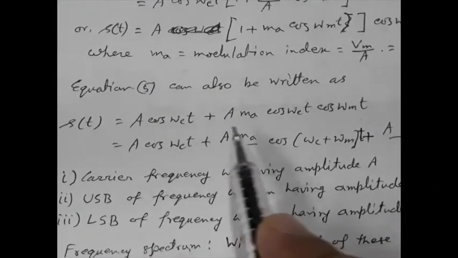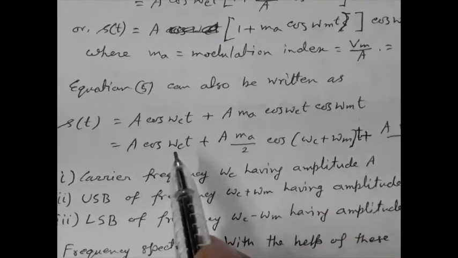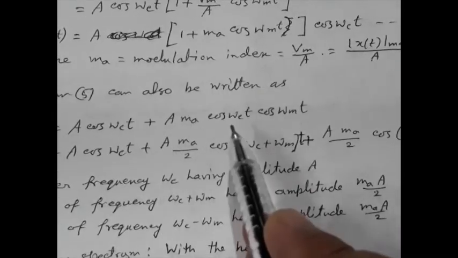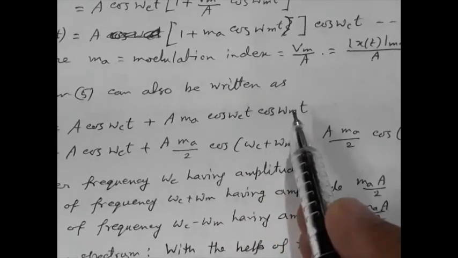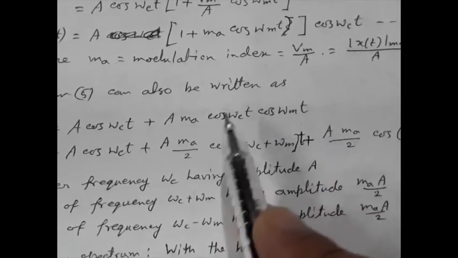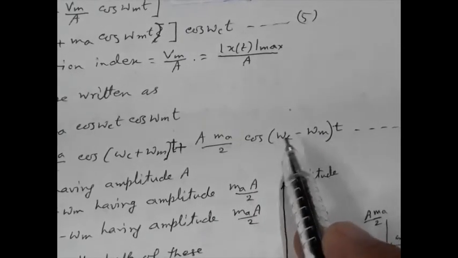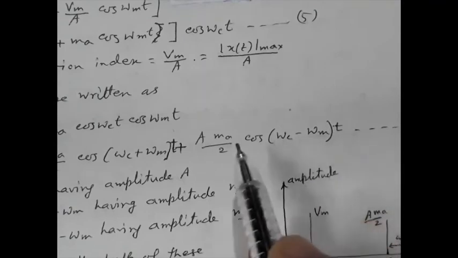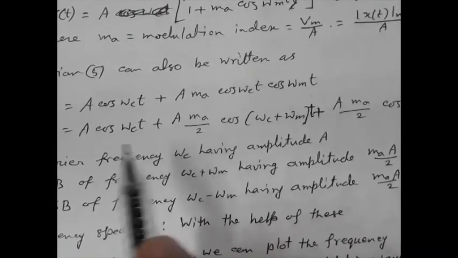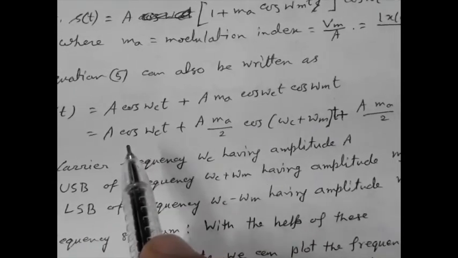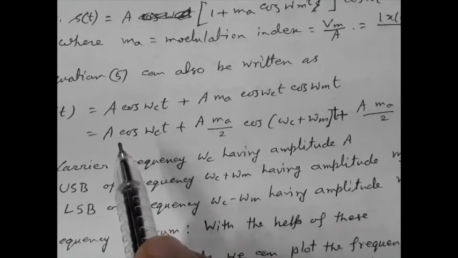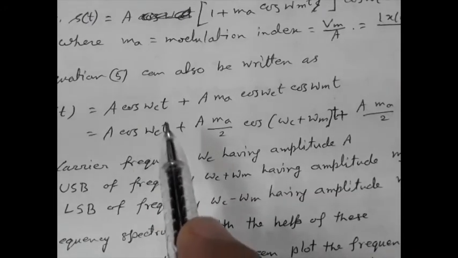So this expression can be rewritten in this way: A cos omega ct plus A ma cos omega ct multiplied by cos omega mt. So using that trigonometric formula, A ma by 2 cos (omega c plus omega m)t plus A ma by 2 cos (omega c minus omega m)t. So this expression clearly tells us that we have three distinct components. One is A cos omega ct, the carrier part.